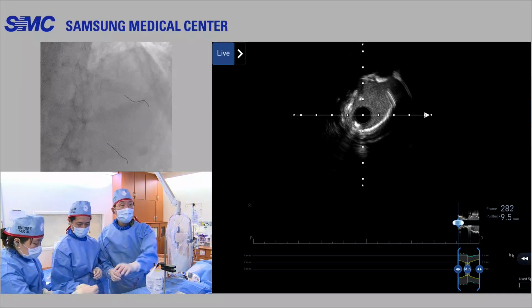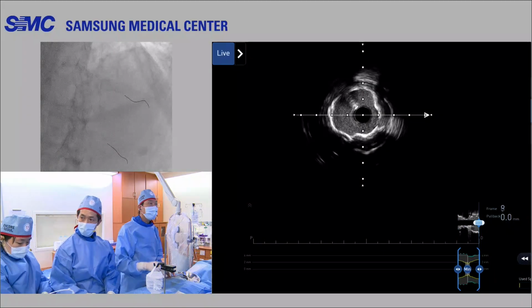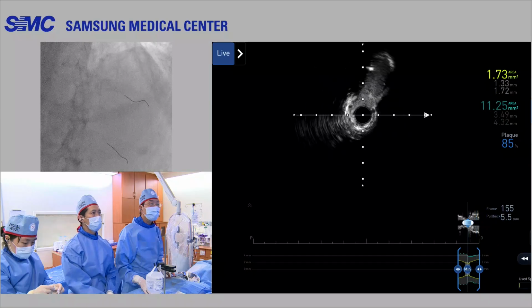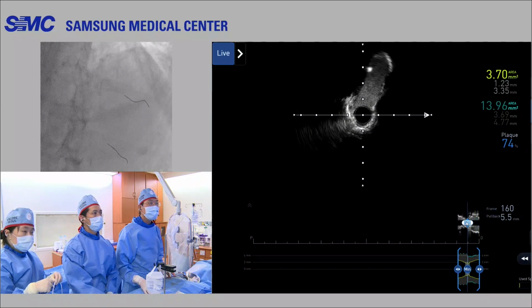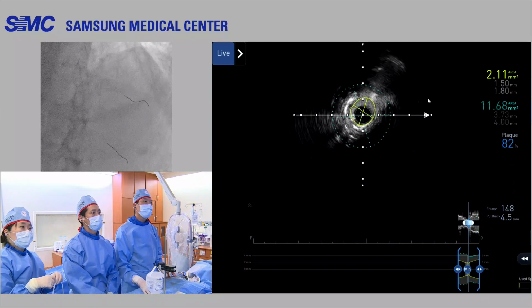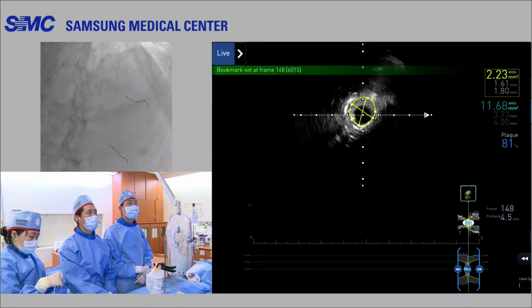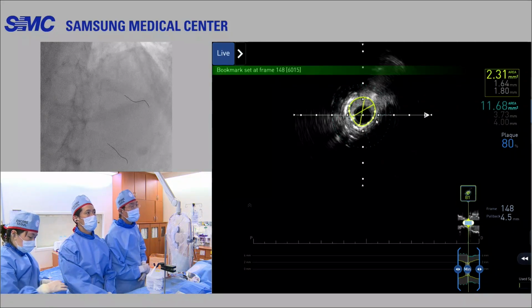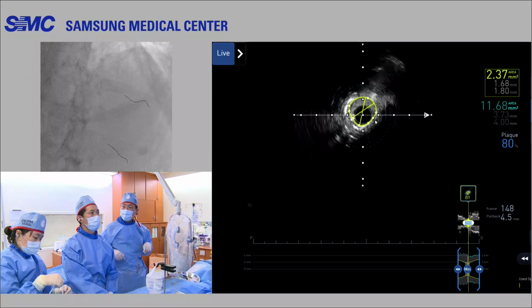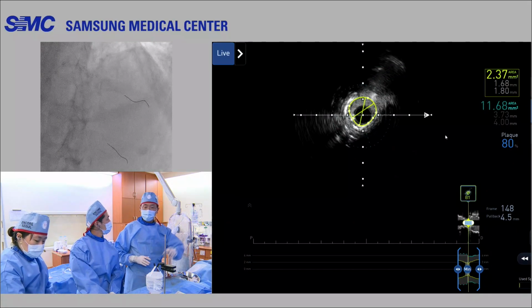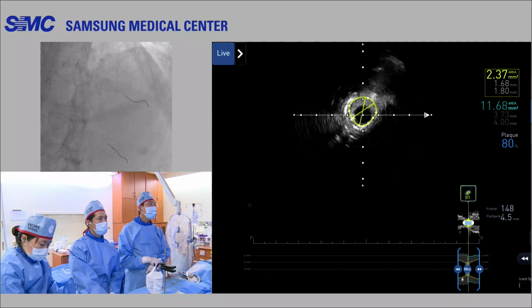The MLA, the diagonal ostium. Show us the diagonal ostium. Here. Still, 2.11 is suboptimal, but I think we can go, the LAD is okay, so go to DCB at this moment. What do you think?